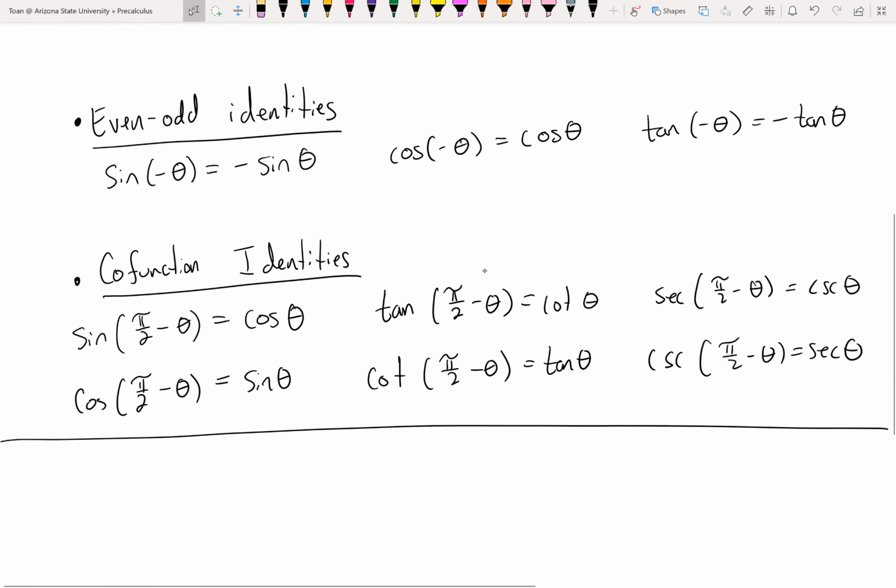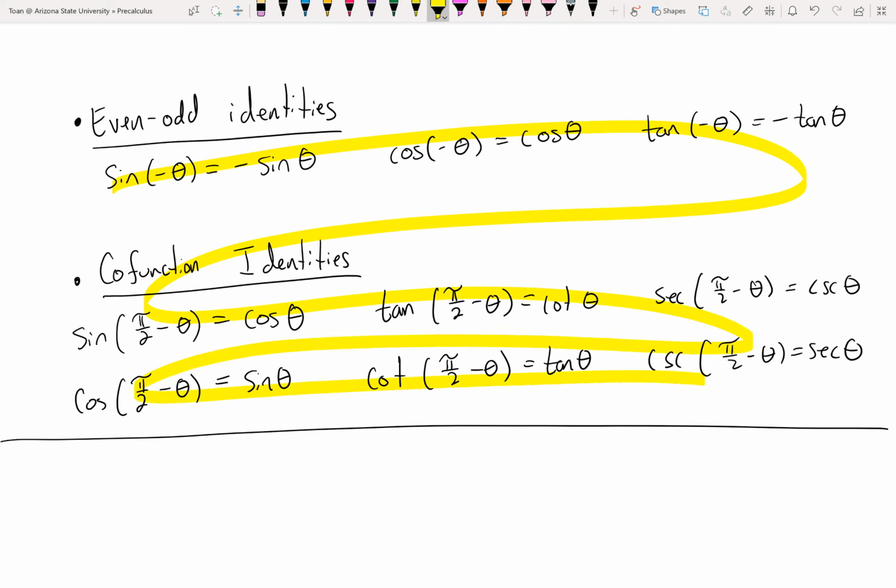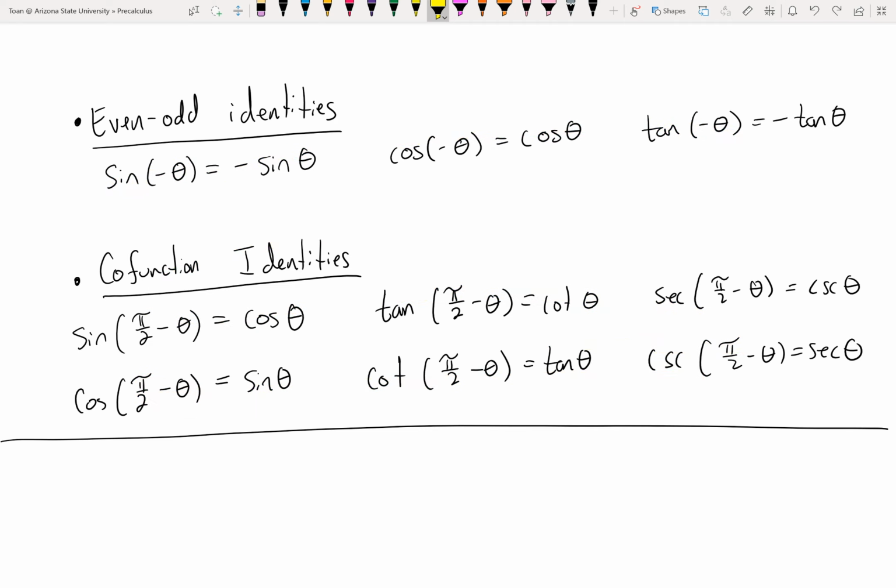Now let's talk about the even, odd, and cofunction identities for a moment. So I'm going to go off on a, pardon the pun, tangent and talk about where these guys come from, because they look intimidating. Oh my goodness, you're telling me I have to memorize all of this? Yes, but if you understand or know what's going on, you don't really need to memorize. Why memorize when we can understand?